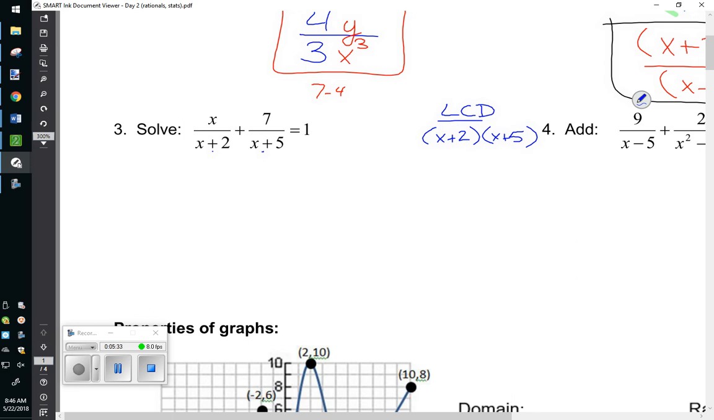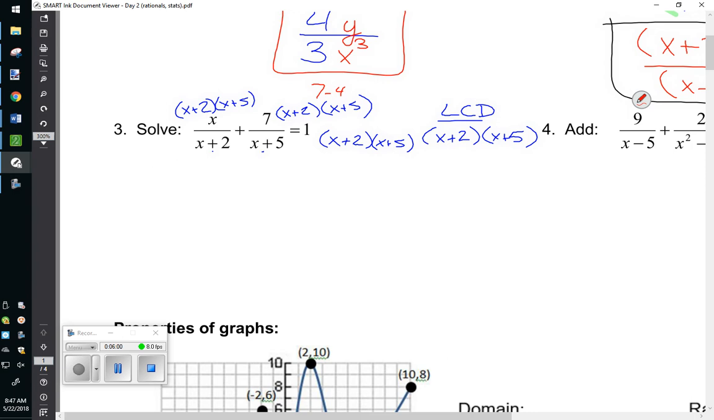So I'm going to take this right here and multiply by X plus 2 and X plus 5. And I'm going to take this 7 right here and multiply by X plus 2 and X plus 5. And then the thing that we forget most often is don't forget that 1 right there. I've got to multiply that 1 by X plus 2 and X plus 5. That's the key to this problem. That's what's going to make this one difficult.